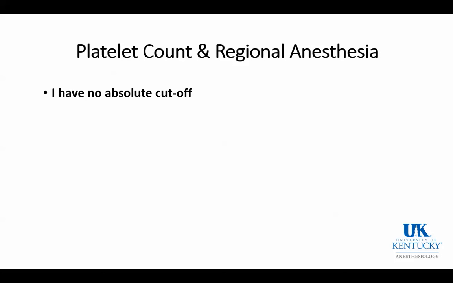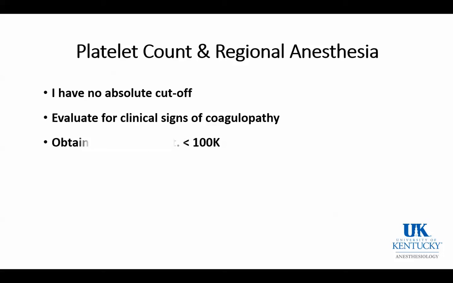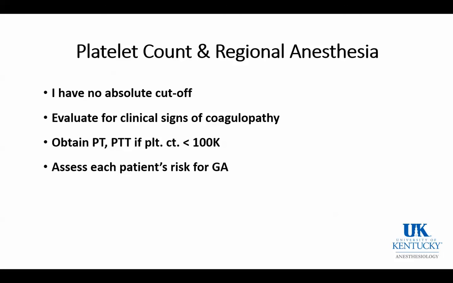So as I said, I'm not going to give you an absolute cutoff of when to do or not do regional anesthesia. I think there's some things you need to do. Look at the patient carefully. Are there any signs of coagulopathy? Because obviously if she has any clinical signs, you're not going to want to do neuraxial. I do recommend, if your platelet count is below 100,000, to also get coags, PT-PTT, before you decide to do a neuraxial technique. But you need to assess each patient's individual risk for general anesthesia.